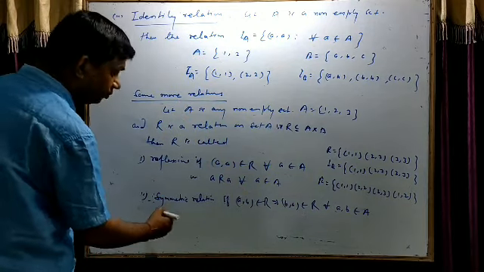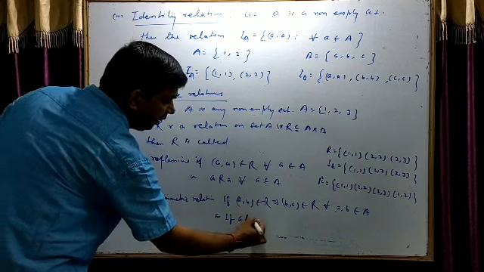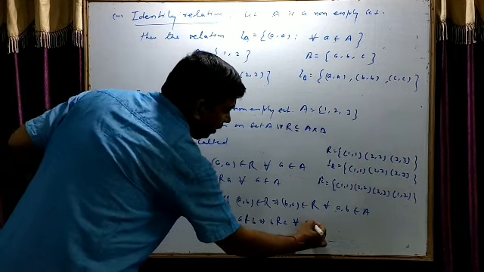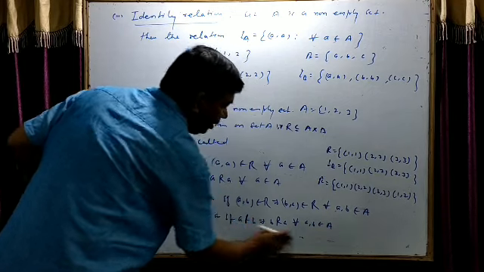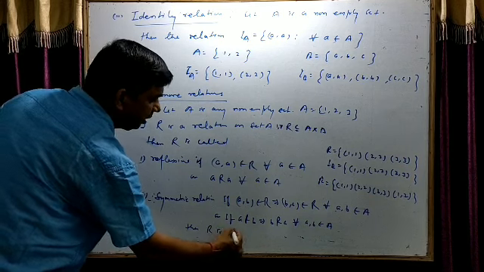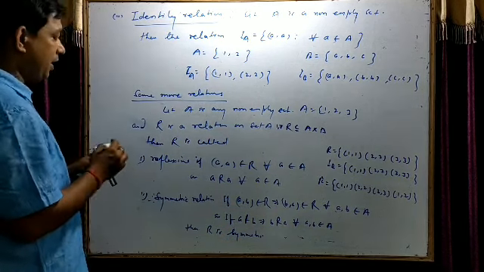So next we can say, if a is related to b implies b is related to a for all a, b belonging to A, then R is symmetric. So R is reflexive and symmetric.